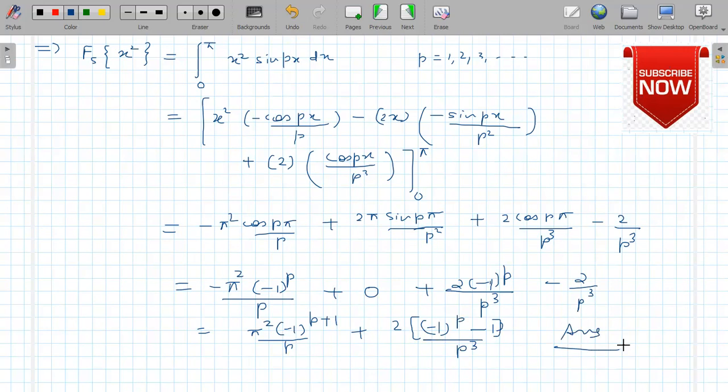I hope you understand the lecture about the finite Fourier sine transform of the given function, how it is obtained, how it is defined, and what conditions the function should satisfy so that we can find its finite Fourier sine transform.